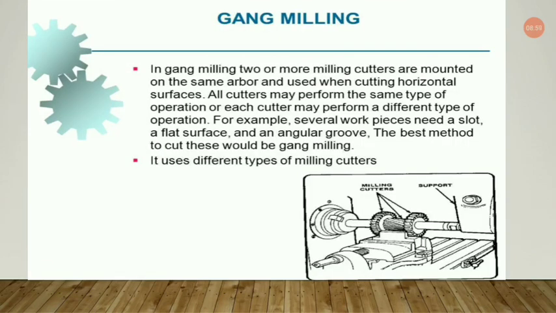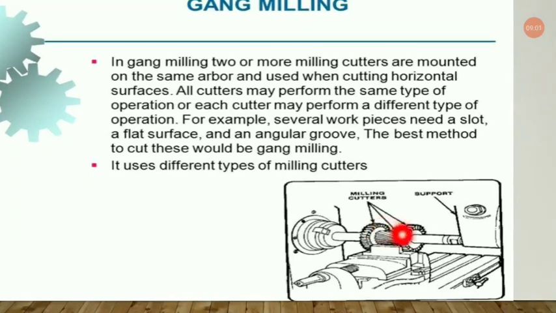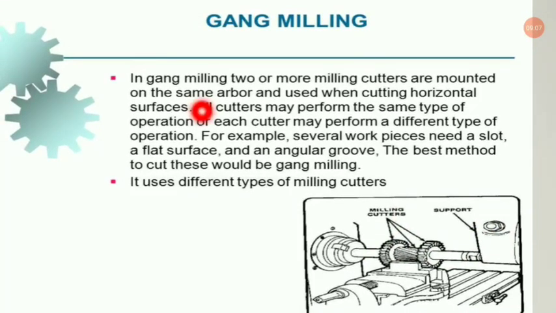Now coming to the gang milling. Now look at this particular picture. These are the milling cutters. This is the support. In gang milling, what we are utilizing, 2 or more milling cutters are mounted on the same arbor and used when cutting horizontal surfaces.